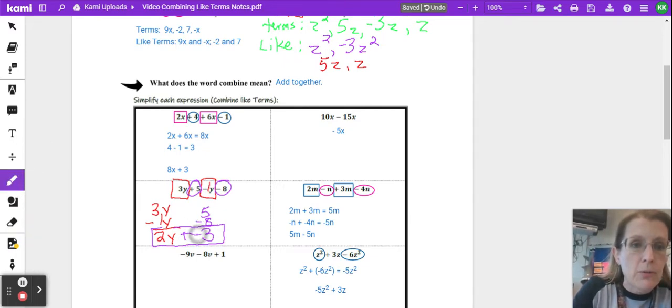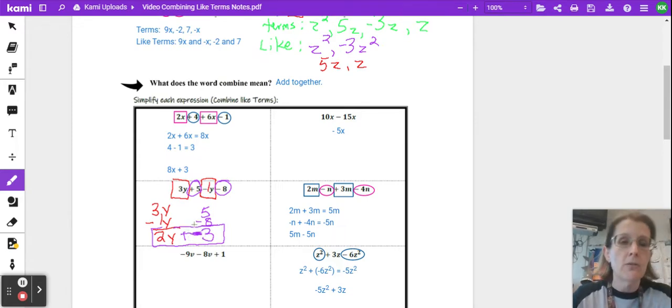I'm just going to go over it. 2y plus negative 3. And now this one has two variables. So variables don't go together if they're not the same. Notice this is an m and this is an m. So 2m and 3m are like terms. And 2m's plus 3m's is 5m's.